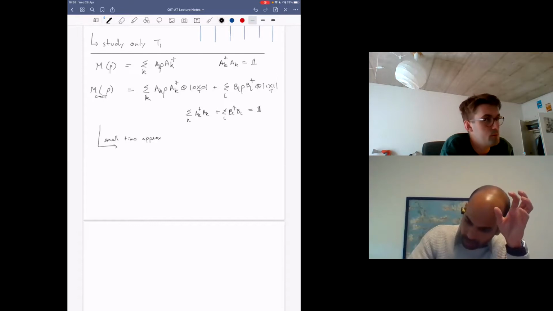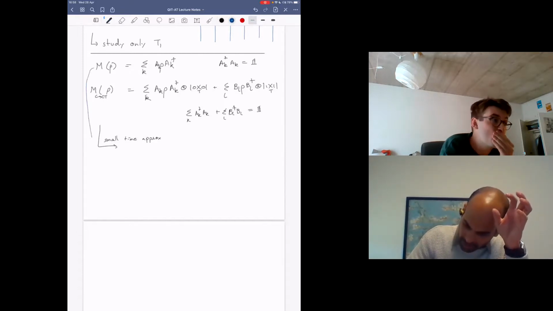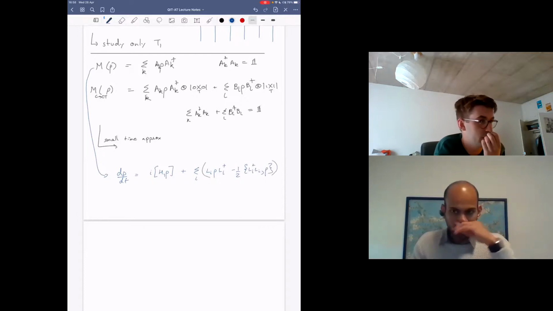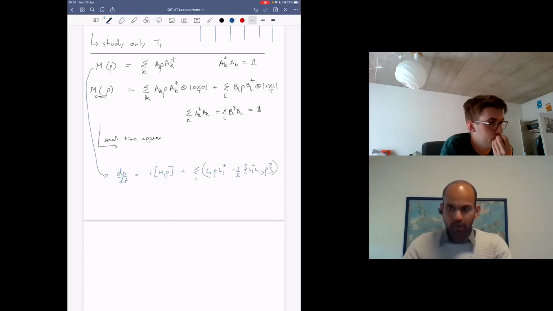And remember, for a usual map, we went from this to dρ/dt equal to i[H, ρ] plus the sum over i of L_i ρ L_i† minus half {L_i† L_i, ρ}. That's the master equation, yeah. So you do the same process again, but you just do it for this map.